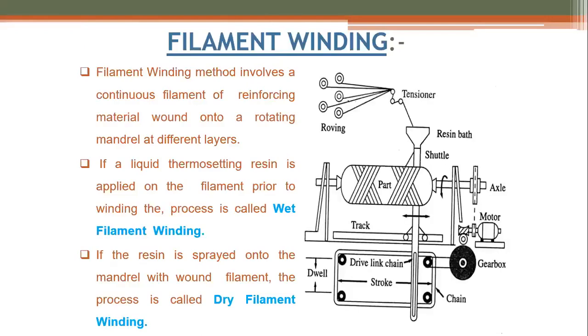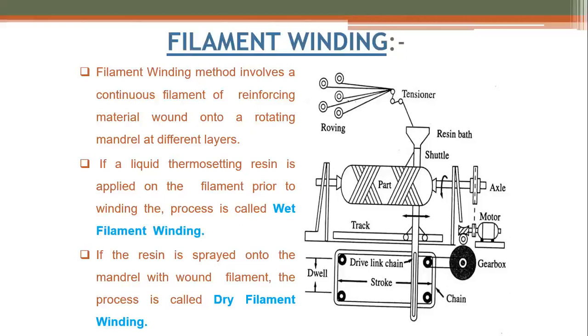Next method is the filament winding method. This filament winding method involves a continuous filament of reinforced material wound onto a rotating mandrel at different layers. So it can be used in different layers.